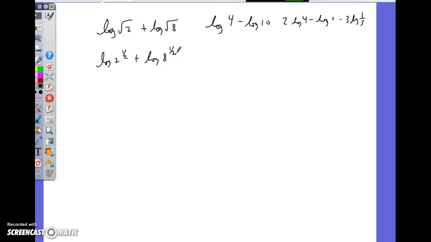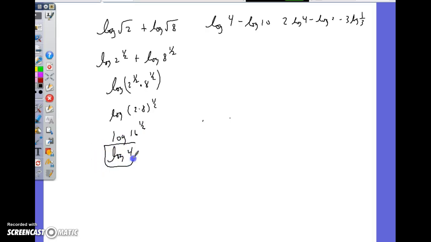Okay? So then you would move forward and you would look at this and go, well, addition outside is multiplication inside. So I'm going to go log of 2 to the 1/2 power times 8 to the 1/2 power inside my parentheses. And then, since the powers are the same, I can multiply the bases because I can rewrite it as log of 2 times 8 to the 1/2 power. Hopefully you remember that. This becomes log of 16 to the 1/2 power. Oh, this is so painful. And then I got log of 4. Yes, log of 4.